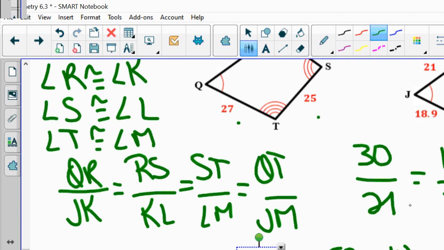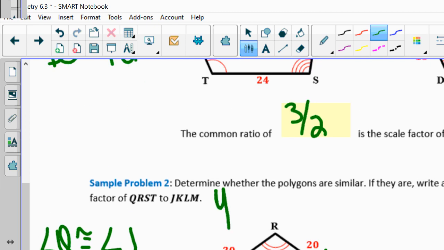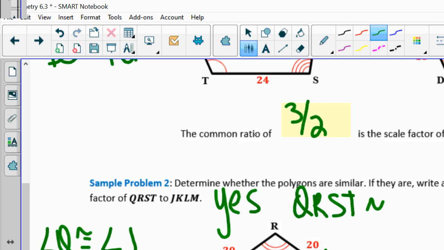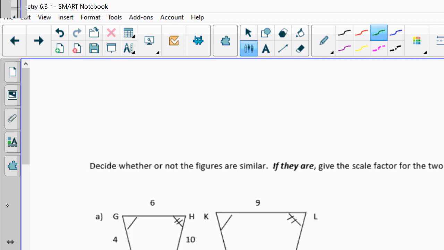I've already gotten one of those, I know that's 10 over 7. I got the exact same ratio each time. So yes, I could say QRST is similar to JKLM. The scale factor, I'm going to call that SF. That's the ratio of my sides, was 10 to 7. Okay. Next example.